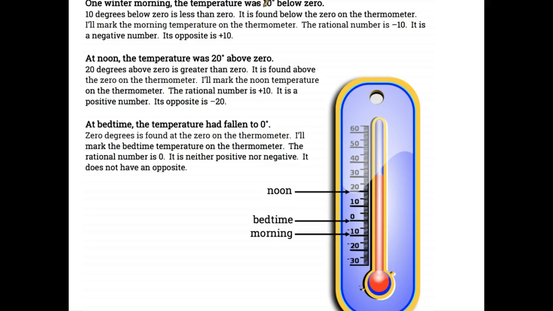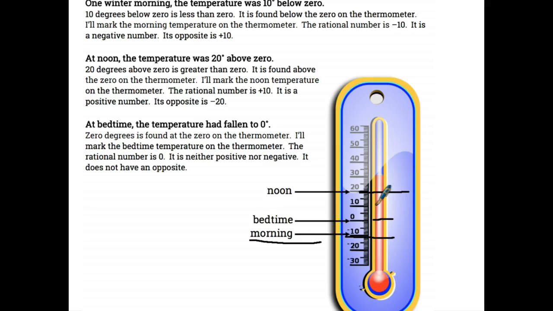So the temperature was 10 degrees below 0 in the morning. So I'm looking at this thermometer. This is the level it was in the morning. And at noon, the temperature was 20 degrees above 0. So here's 0, 20 degrees above 0. And at bedtime, the temperature has fallen to 0. Well, it was at 20 and it fell back down to 0.